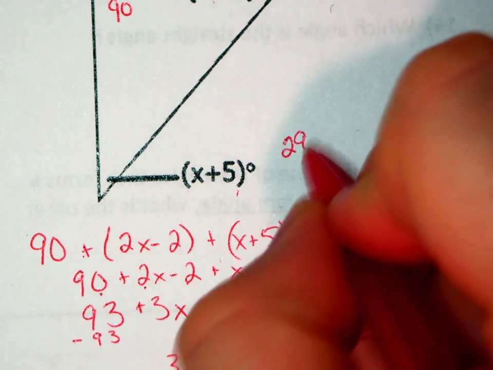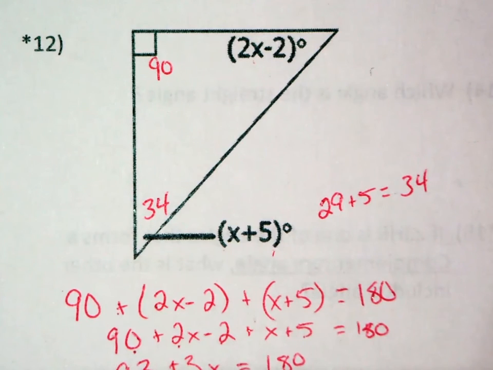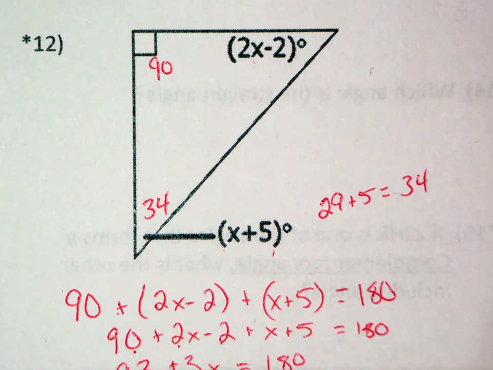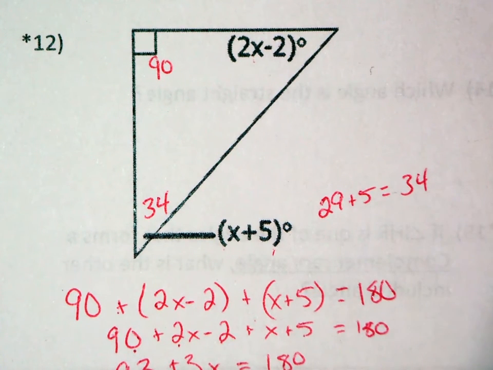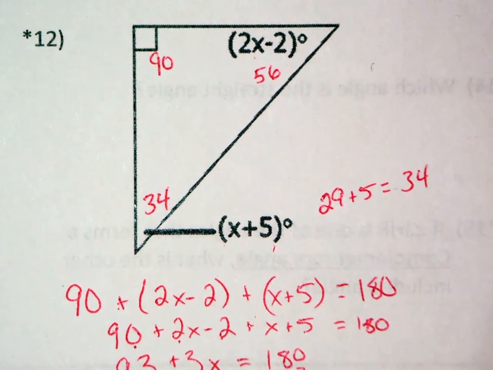So 29 plus 5 equals 34. So that degree measure would be 34. And I could do the same thing. I could plug 29 in for x on my top problem. 29 times 2 is 58. Minus 2 would be 56. So my three angles would be 90, 56, and 34.